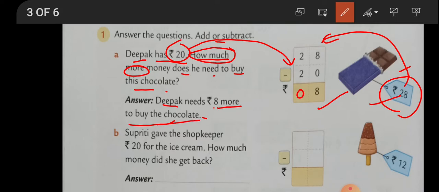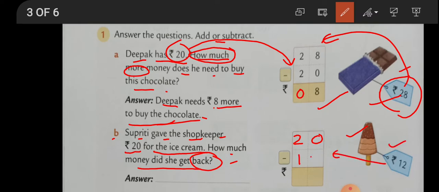So Deepak needs 8 rupees more to buy the chocolate. Okay, beta? B. Supriti gave the shopkeeper 20 rupees for the ice cream. Supriti went to the shop. She wanted to buy ice cream. She has given 20 rupees for the ice cream. So we'll write 20. How much money did she get back? The moment it comes, how much money she'll be getting back, it says that you need to subtract. So we will minus the cost of the ice cream, that you will write below.